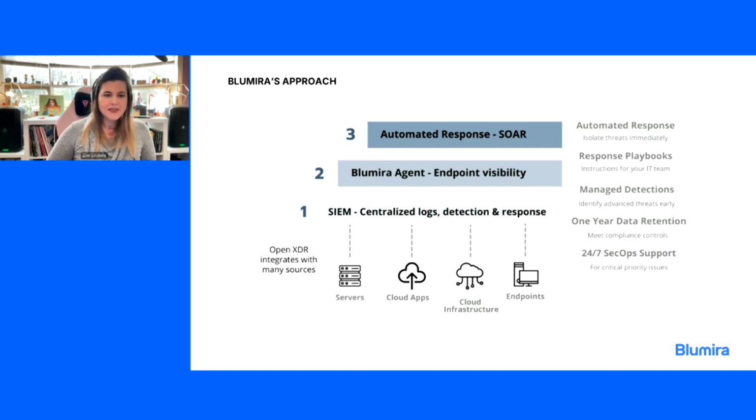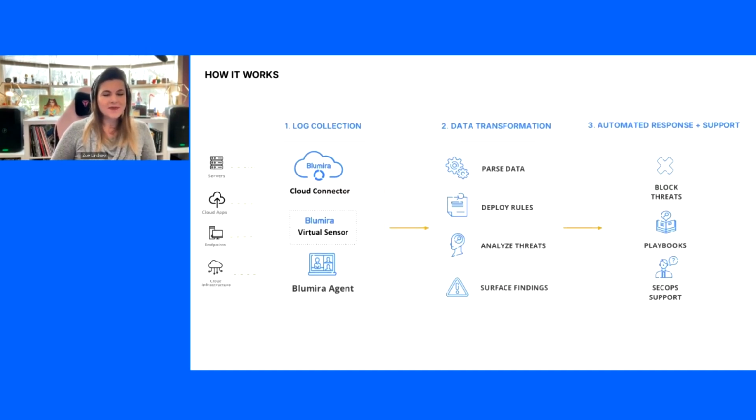How do we do it? We make sure to simplify the literally 3-item list that I can only remember 2 of for a minute to collect all of those logs together. We're going to transform that data by normalizing it, making it easier to analyze. We're going to deploy those rules and analyze them and surface findings with as much detail as possible.